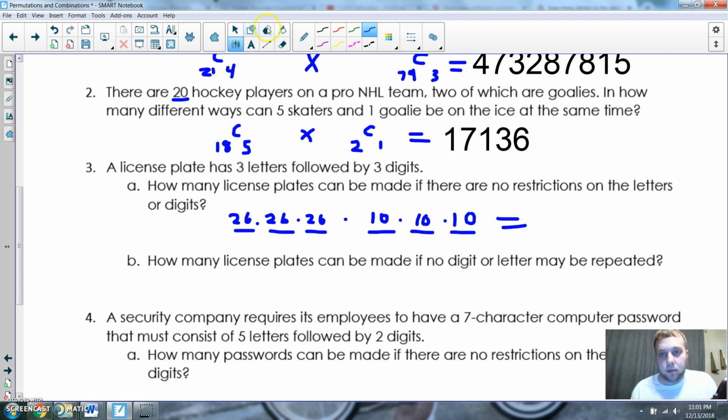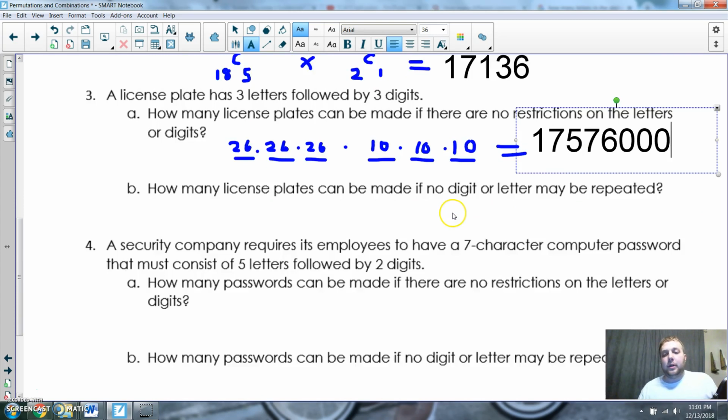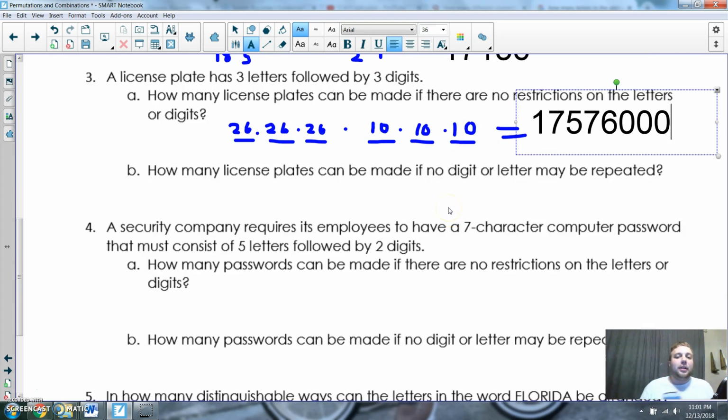You need to pause the video. 17,576,000. Okay. All right. Now here's the one we're going to be done with, I think. How many license plates can be made if no digit or letter may be repeated?